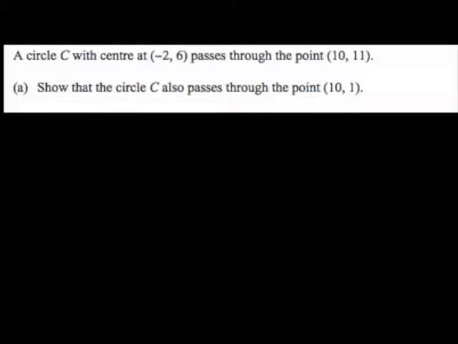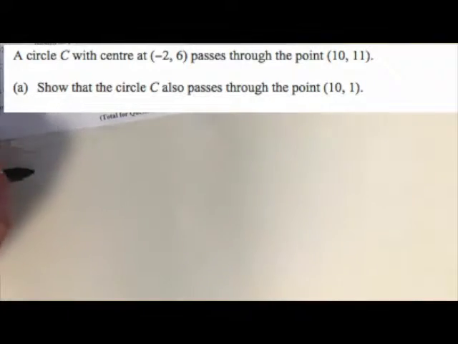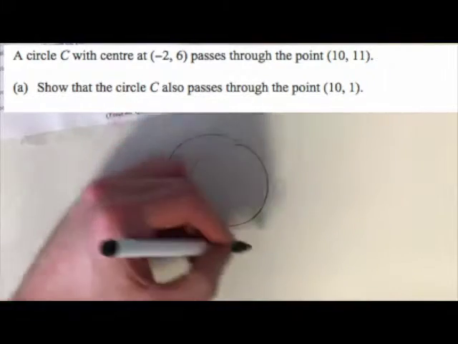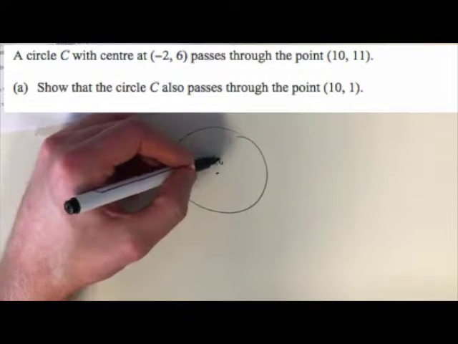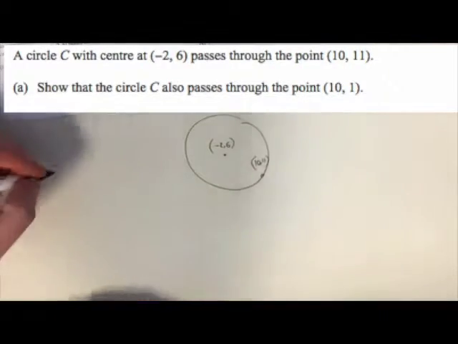Last question. Very psyched about this one. So circle equation, coordinate geometry again. First of all, we've got to find the equation of this circle, and then we've got to try and prove that that point is on the circle. So I'm doing a little sketch. (2, 6) is our centre, and (10, 11) is a point somewhere on the edge of the circle.